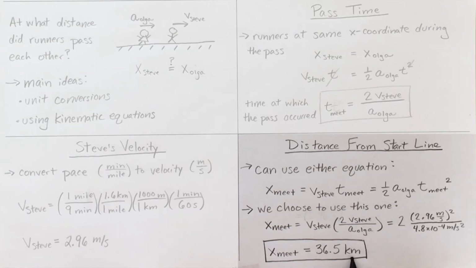Because this distance is less than the distance of a marathon, which is 42.2 kilometers, the two runners did pass each other during the race.